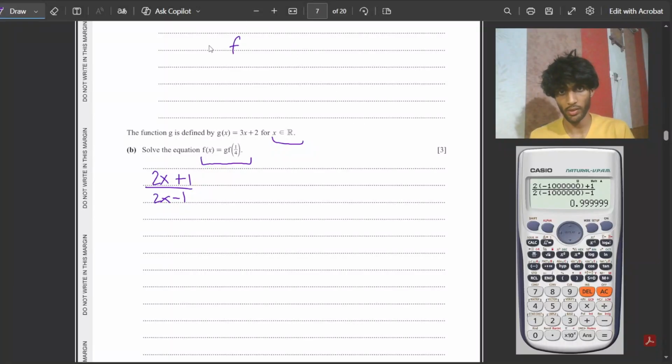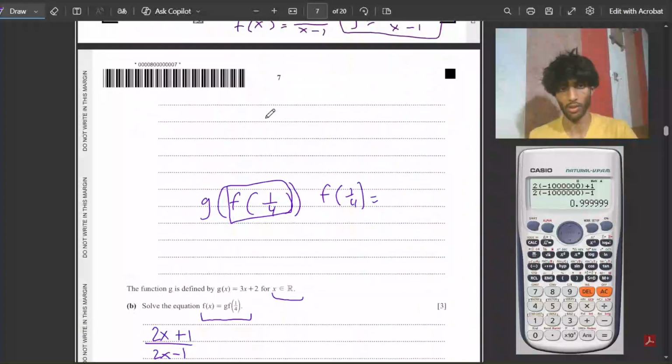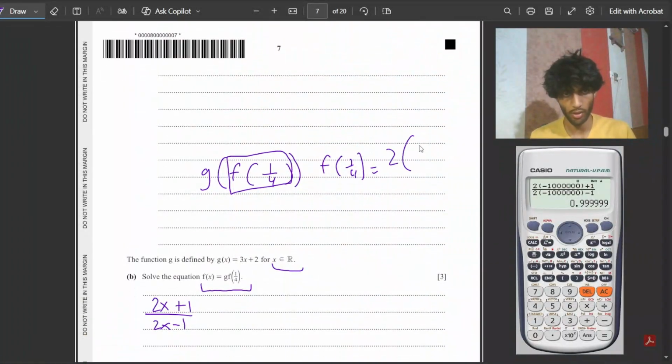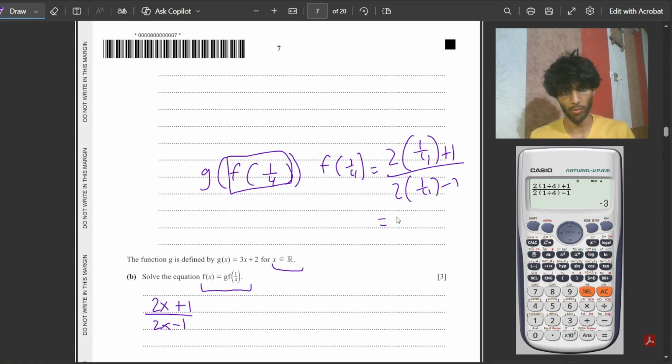First of all, this is a function g that has function f of x, and that f of x has 1 by 4. So we can find out what f of 1 by 4 is. Didn't we just do that at the start? No, actually we didn't. Okay, never mind. So we get (2 times 1 by 4 plus 1) divided by (2 times 1 by 4 minus 1). We can do that on the calculator: 1 divided by 4, and the same thing over here. So we get -3. So this part is -3.